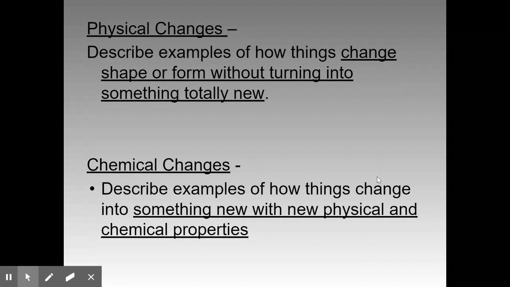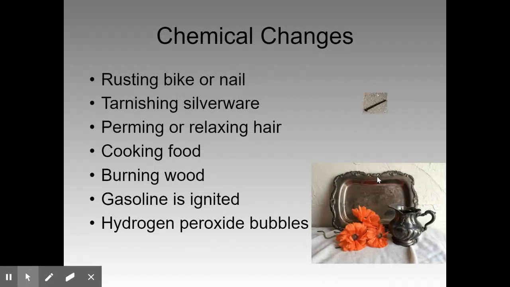Physical changes are going to be anything that changes shape or form without turning into something new. Taking a piece of paper and tearing it in two, I now have two pieces of paper. Taking a rock and smashing it into dust, it is still pieces of rock, now in just smaller portions. Whereas a chemical change is going to be when you create something new with new physical or chemical properties.